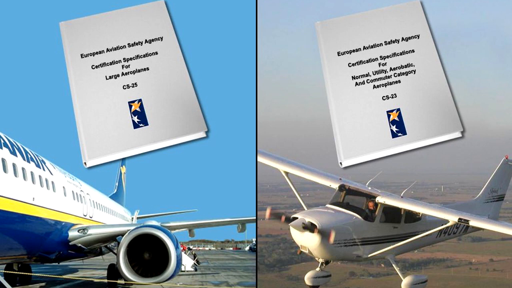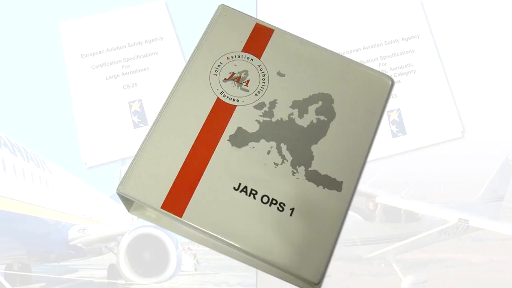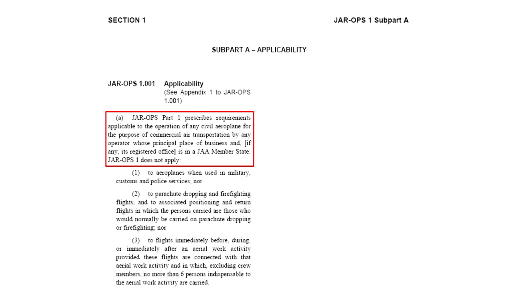Therefore, a disparity in the level of safety exists between the types and classes of aeroplanes, even though they may be used for the same purpose. This situation has been addressed by the aviation authorities laying down another set of performance regulations, applicable only to aeroplanes that will be operated for public transport and detailed in JAR Ops. These are the operational regulations. JAR Ops Part 1 prescribes requirements applicable to the operation of any civil aeroplane for the purposes of commercial air transport.